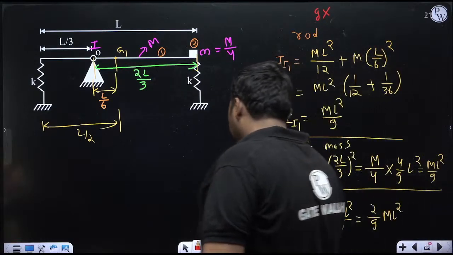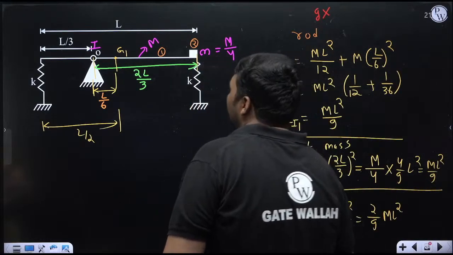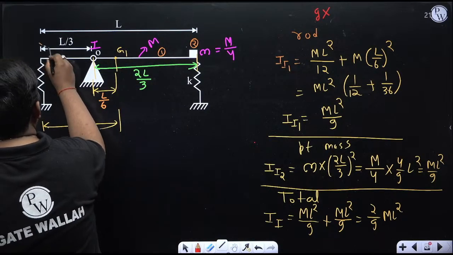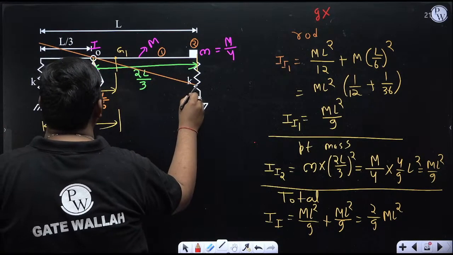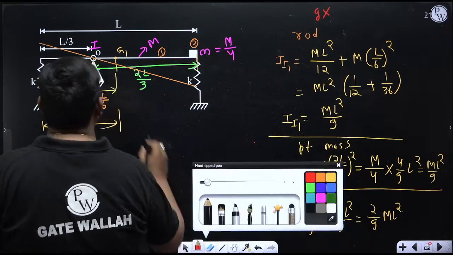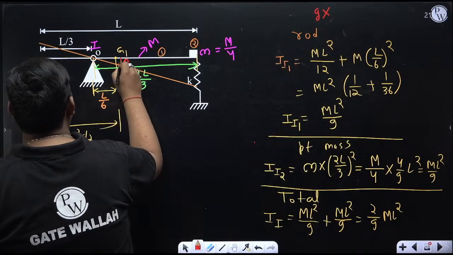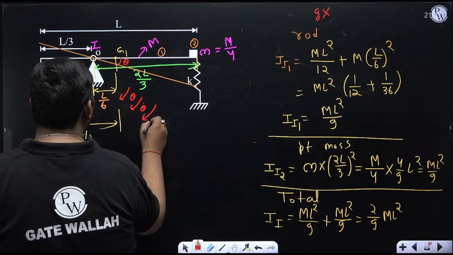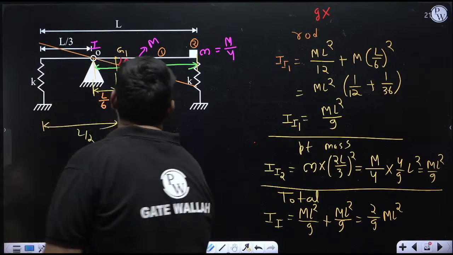Now see. Take any position in which this rod has rotated by theta angle from its mean position, and right now I am taking theta clockwise. So after rotation, this diagram will be like this, and this angle is theta. Right now, write again theta clockwise. So theta dot will also be clockwise, theta double dot is also clockwise.